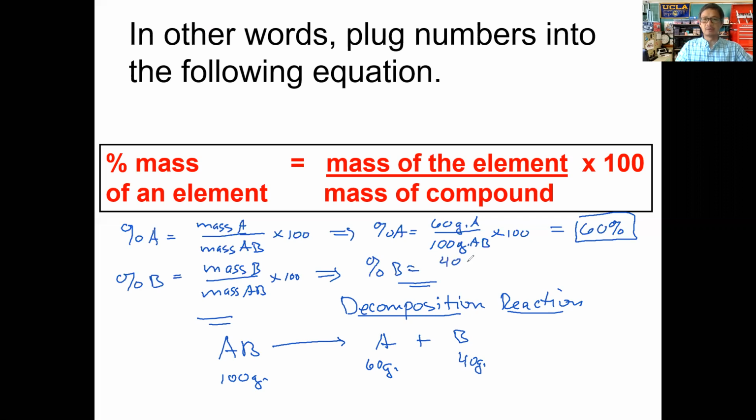So I'm sorry, 40 grams. That's the amount of B that we have when we decomposed it, all over 100 grams, which is what we started out with of AB, times 100. And so we end up here with 40%, which is the percentage of B. So that's how easily we can get these percentages, okay? Make sure you keep that in mind as we go about doing this, okay?